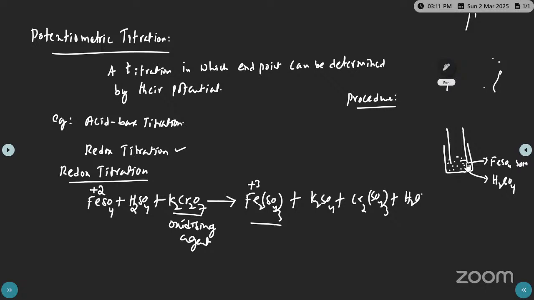The two electrodes are dipped in the solution, and these two electrodes are connected to a meter, that is the potentiometer. In the potentiometer, we can see the potential of the solution.